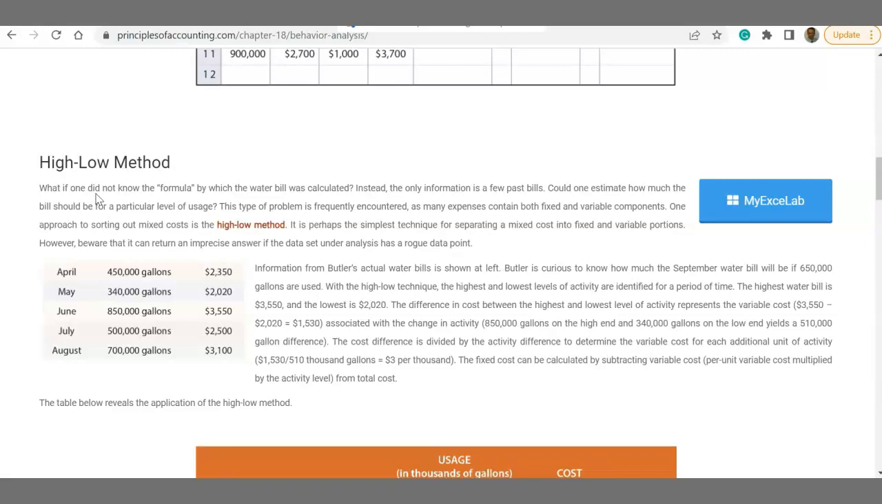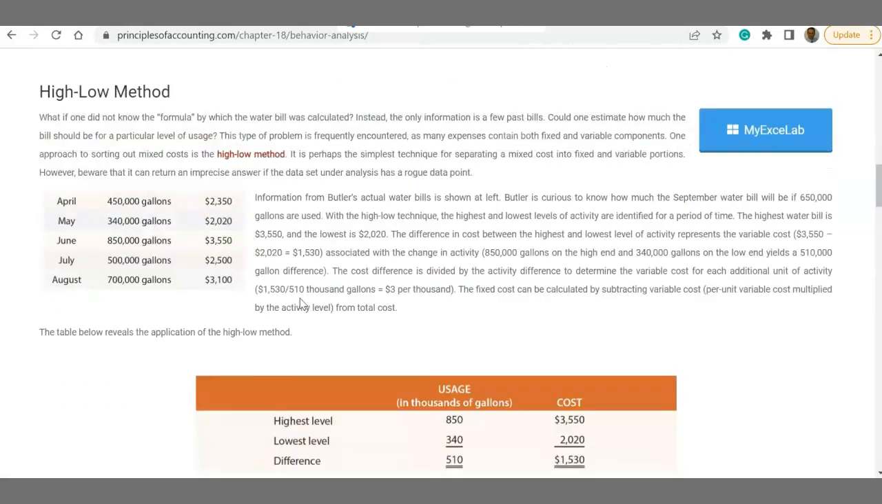Unless for some reason, let's say if 1 month your water pipe was broken and you lost tons of water, okay, that 1 month is an outlier. So don't consider that as, let's say, high cost, because that was the month that you had a broken pipe. But in general, you take the highest and lowest one to calculate the high-low method.